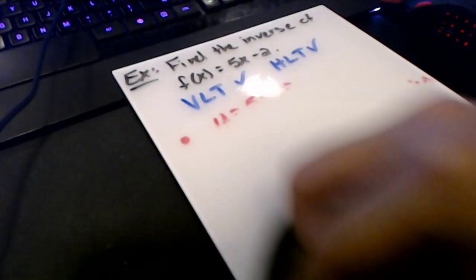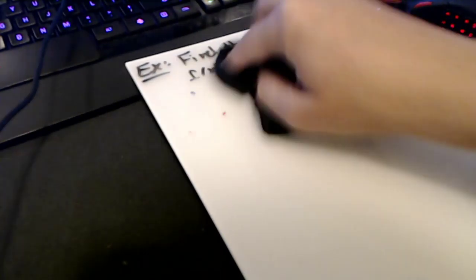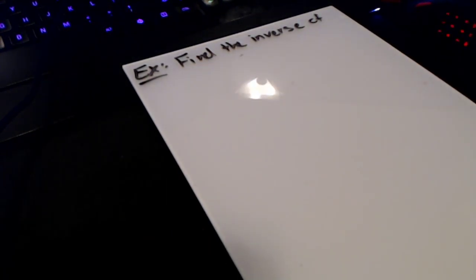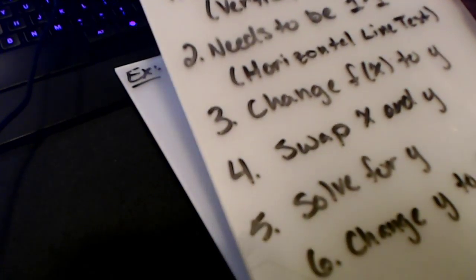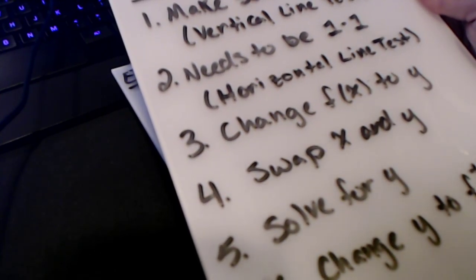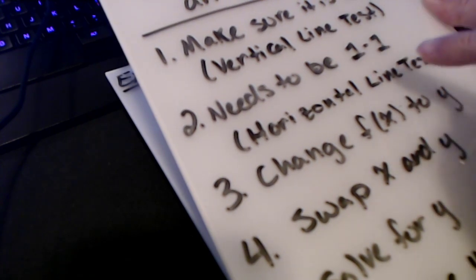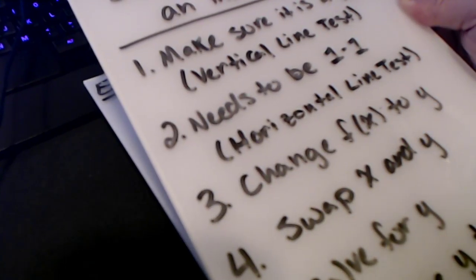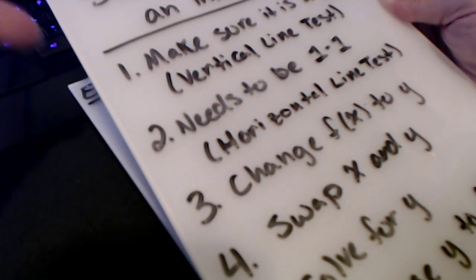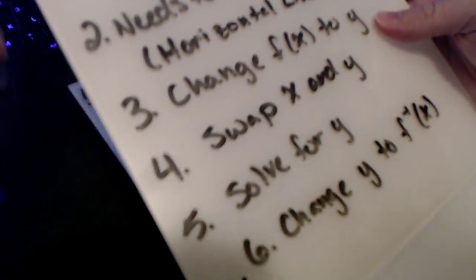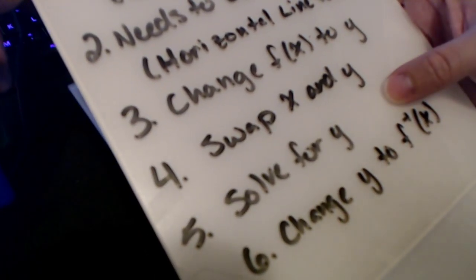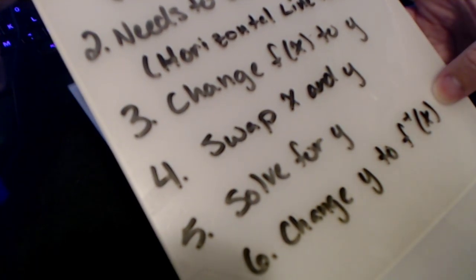Again, we followed the 6 steps we talked about earlier, where we made sure it passed the vertical line test and the horizontal line test. These two you can do in a calculator or by hand. I do it by hand just because I can think about what the graph looks like, but if you need to see the graph, then just graph them in your calculator. That's perfectly fine. Then change f of x to y, swap x and y, solve for y, and then change y to f inverse of x.